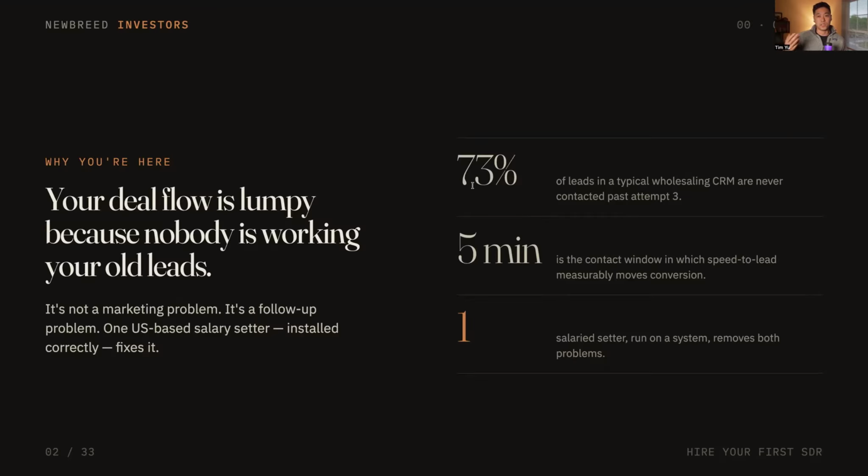And then the second thing, after the 73% of leads that don't get contacted after a third time, is the speed to lead window. You've seen my trainings about speed to lead. The 5 minute rule: if you call or contact a lead past 5 minutes out, you have an 80% less chance of converting that lead. So you have that lead manager follow the rules of getting back to leads that come through inbound, or whatever the case may be, within 5 minutes. And at the end of the day, if you follow the system and hire the right person with grit, one salaried setter run on a system eliminates both these problems. And that's why it's super important to understand the importance of a lead manager.